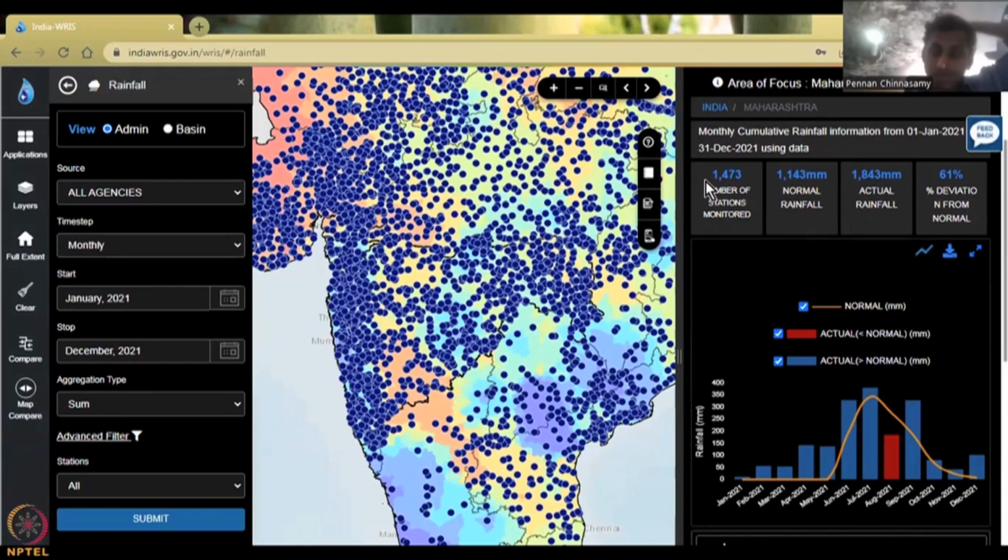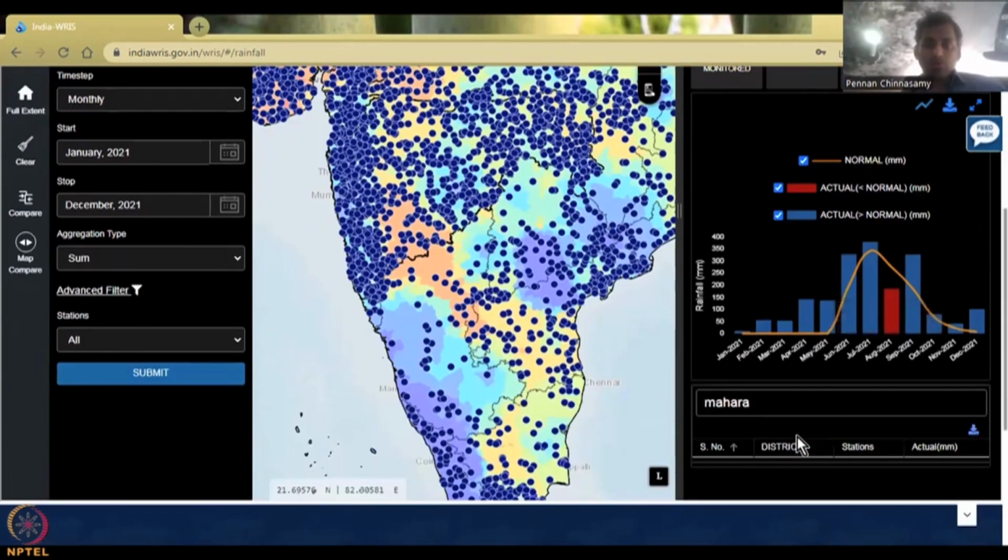Now what has happened is the total number of stations has come down. Even though you see all of India's stations, what has been used for this average is 1,473, and the deviation is plus 61%. Right? Then the data has come.